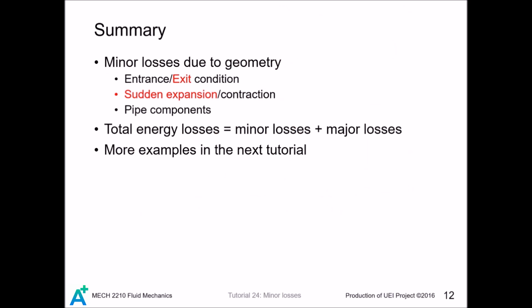Today we covered minor loss in pipe flows, and such kind of energy loss is due to geometry. There are 3 types of minor losses, and we also went through a big example that involved the total energy loss. The total energy loss is equal to the minor loss plus the major loss. And we shall see more examples in the next tutorial.